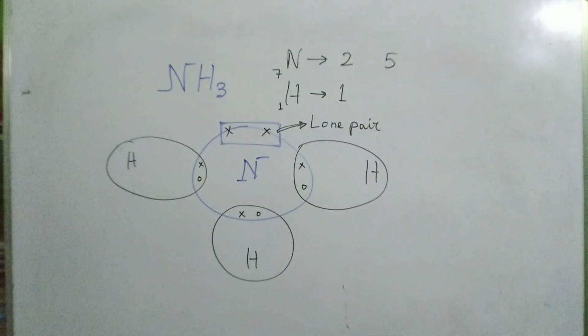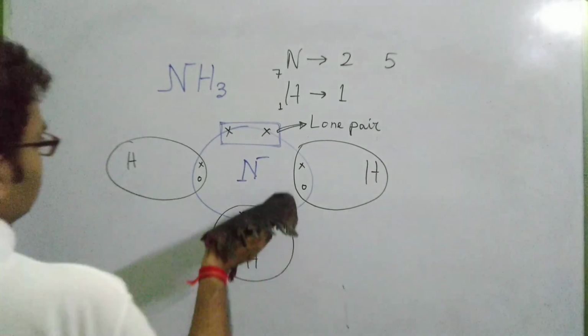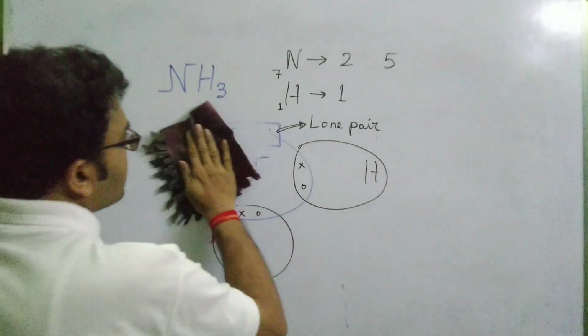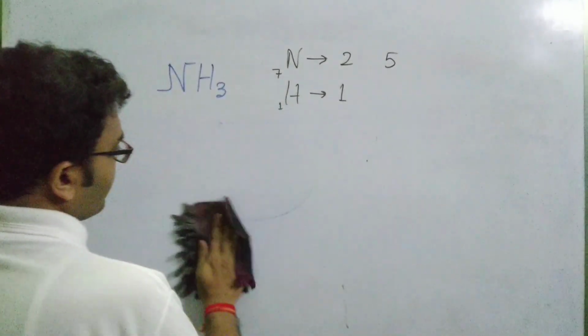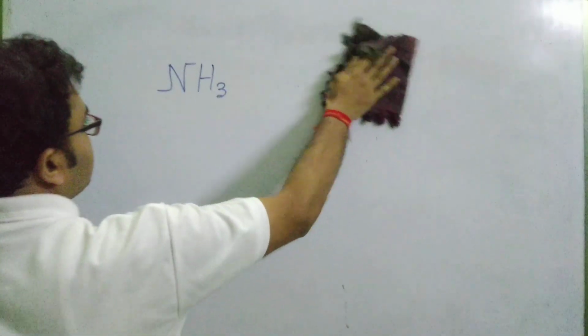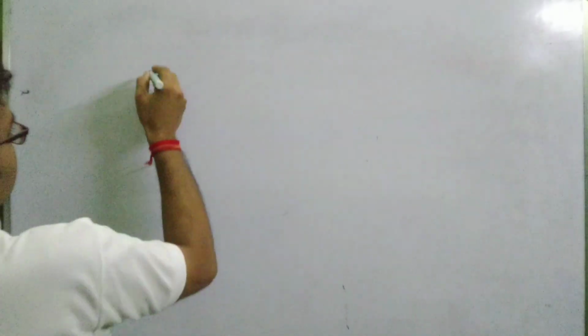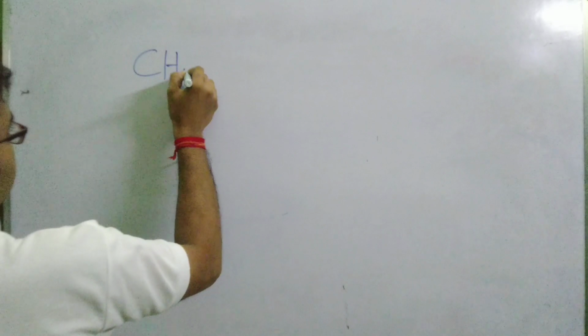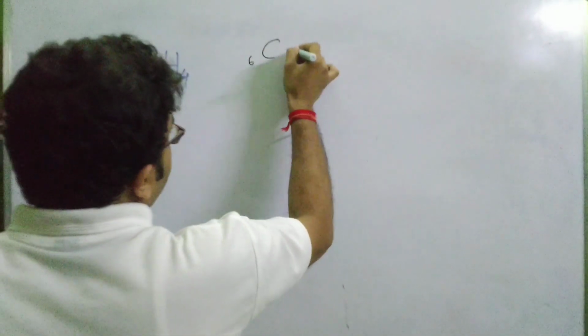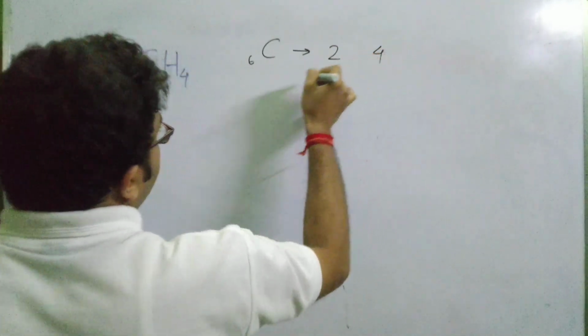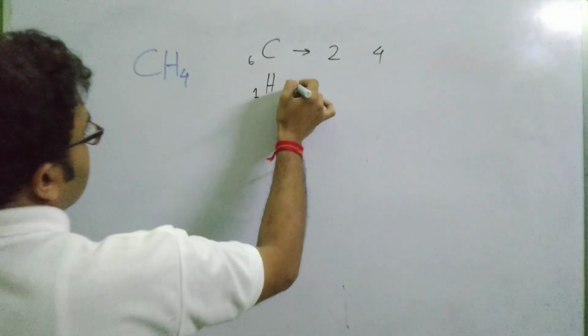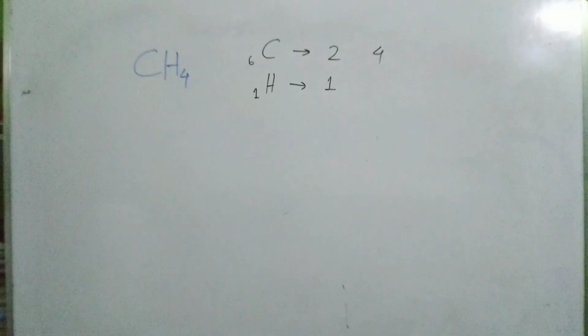Can we take another example? Yes, let us take another example, a quick one. Let us consider the formation of the methane molecule. You know the formula for methane is CH4. So the carbon atom, atomic number 6, has the configuration of 2 and then 4. The hydrogen atom has only 1 electron, so it has only one shell like this.